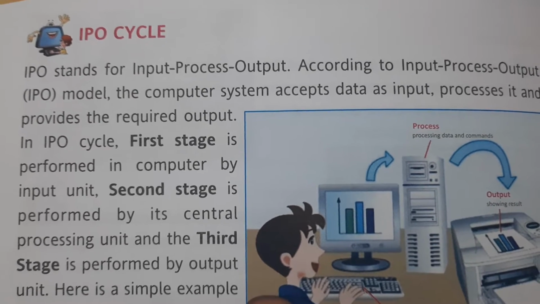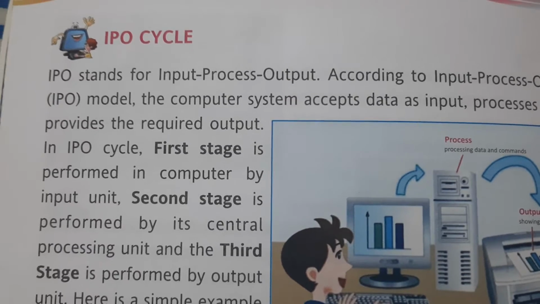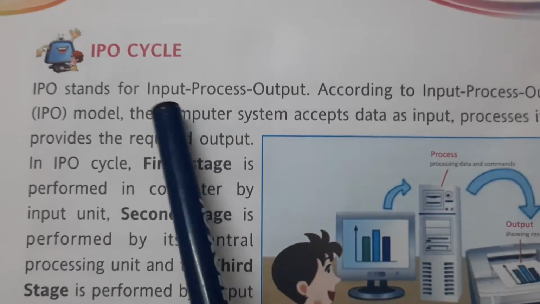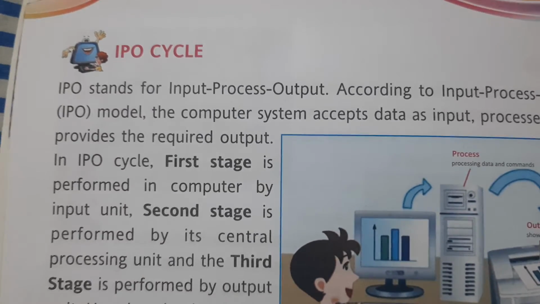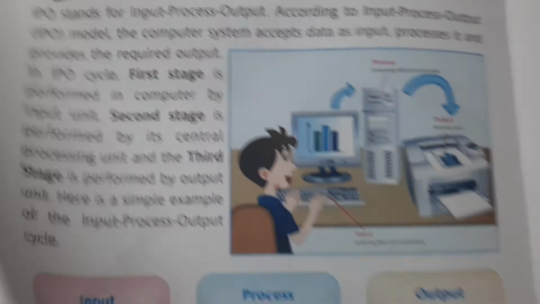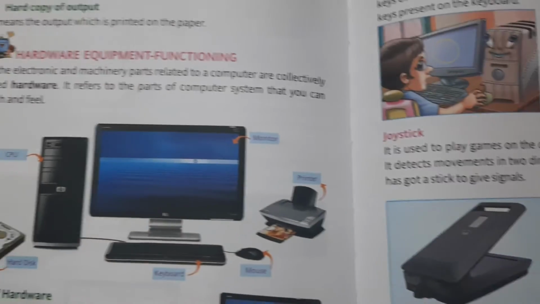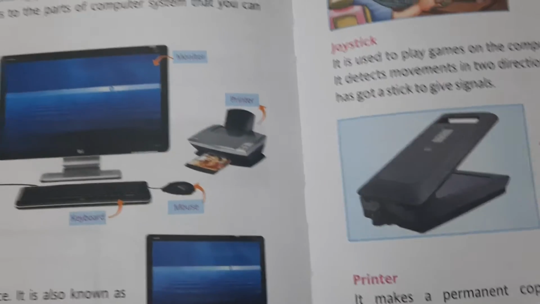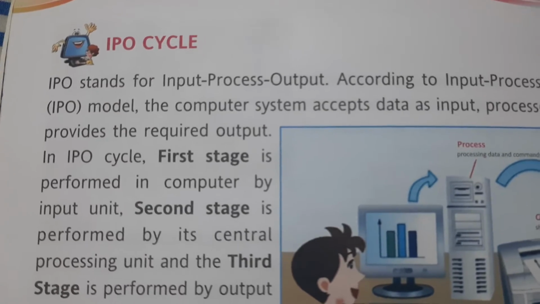Children, we will be completing chapter number 1 today. I am on the last page of chapter number 1, that is IPO cycle, page number 10. So, let's start the chapter. Before this, you have studied about the various devices. You have studied about hardware, equipment, functioning, and various kinds of devices. Now we are on the last topic, that is IPO cycle.